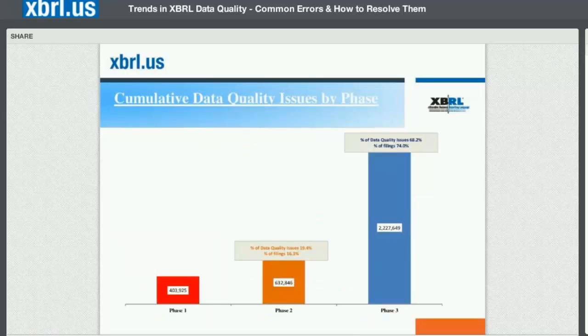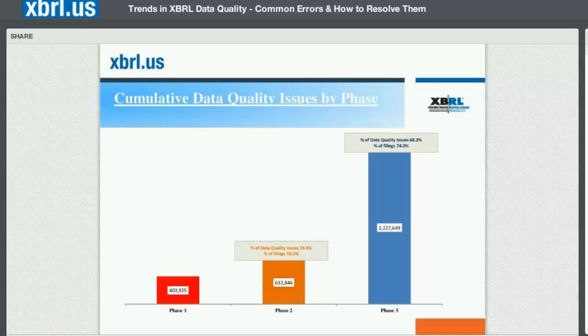So just talking about recent trends, as Michelle was doing, and I apologize, but one of the headers is missing. But you can see here that on the graph, what we're looking at is the phases of filers as they came into the program. So phase 1 was large accelerated filers over 5 billion. Phase 2 were all other large accelerated filers. And phase 3 was everybody else.